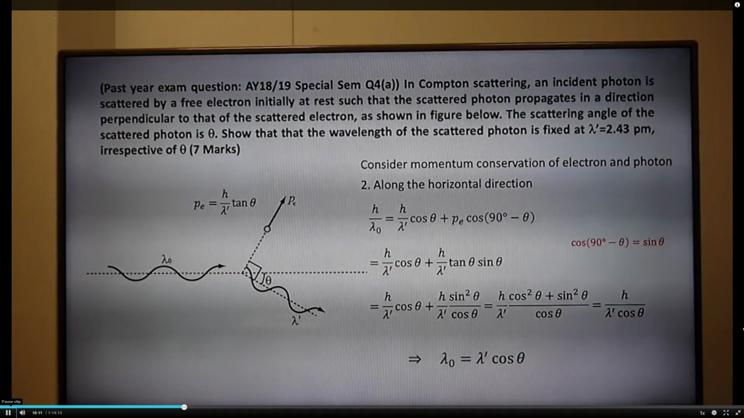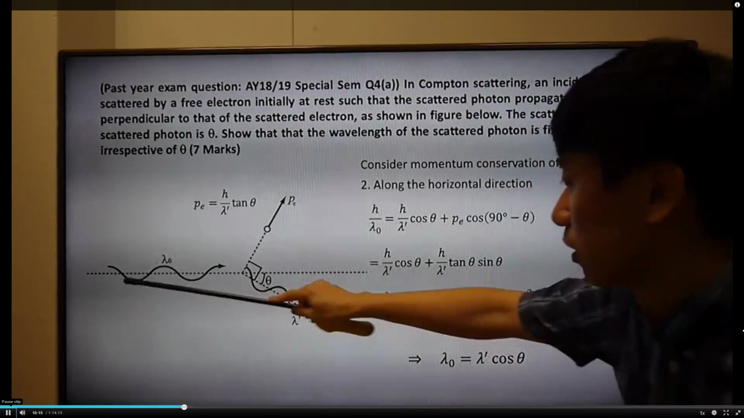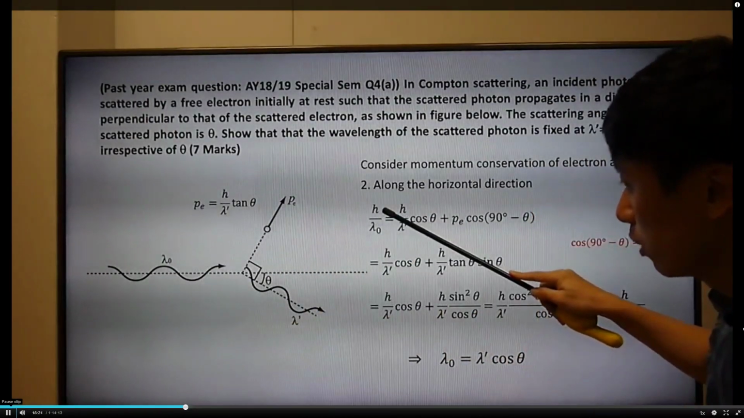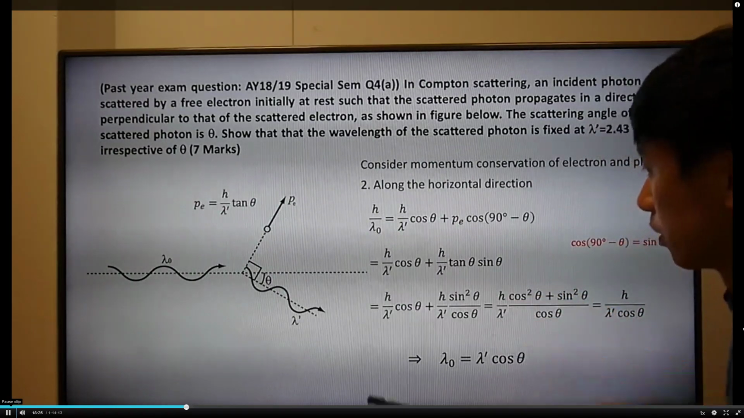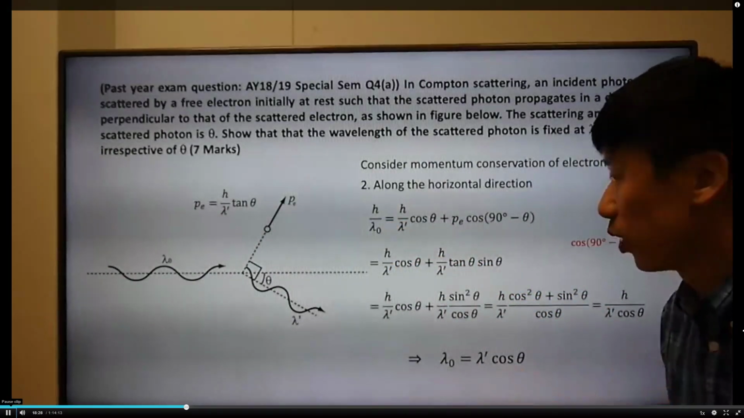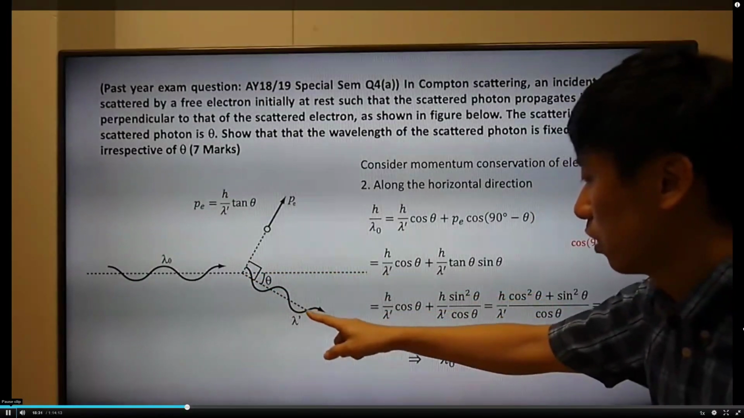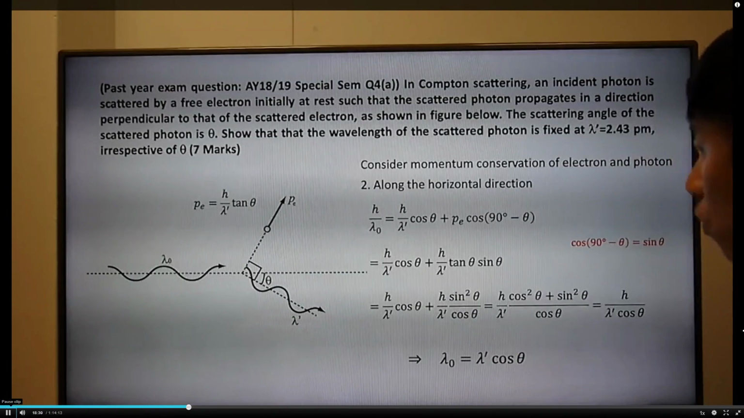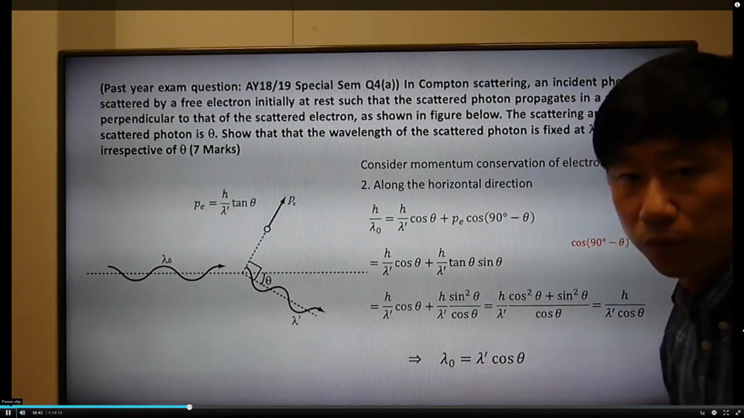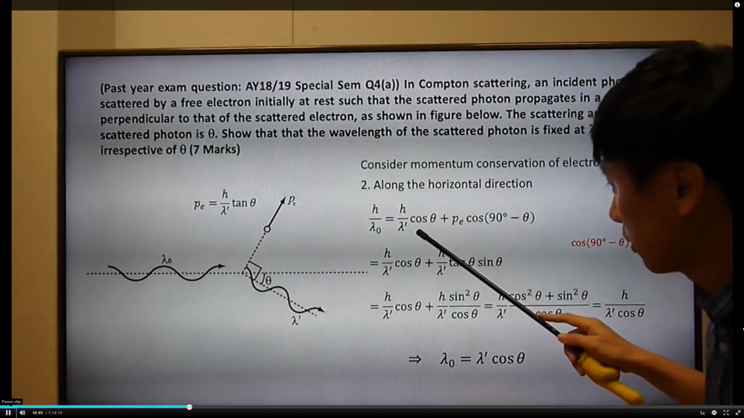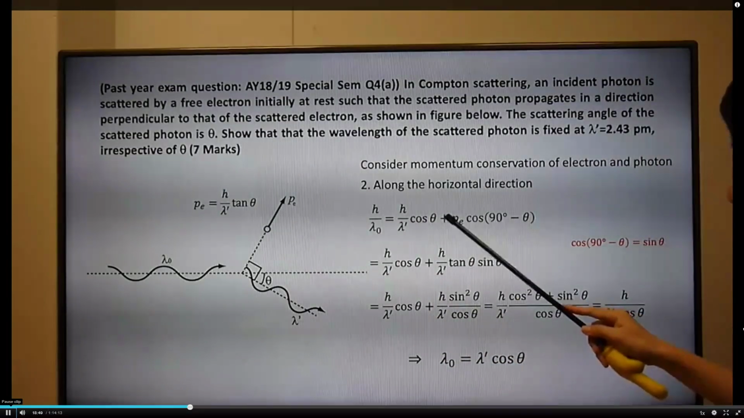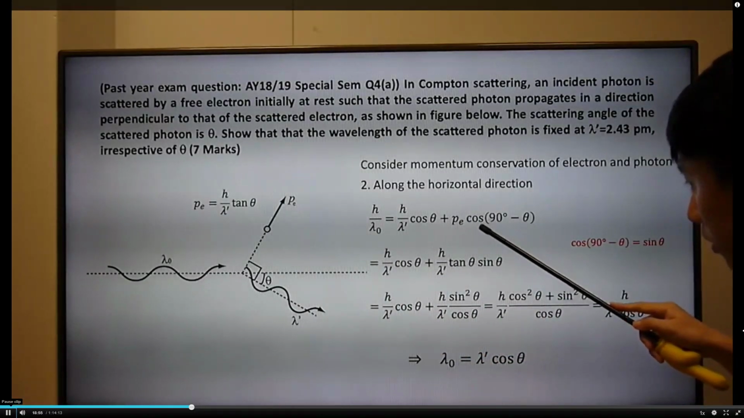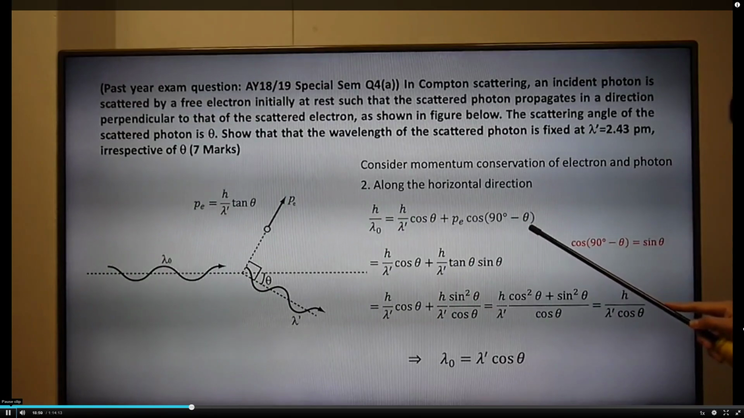So in horizontal direction, the initial momentum of the incident photon is h over lambda 0. Then it equals the sum of the x component of the momentum of the scattered photon and electron. What is the x component of the scattered photon? H over lambda prime times cosine theta. And the second term is the x component of the electron momentum, PE times cosine 90 degree minus theta.